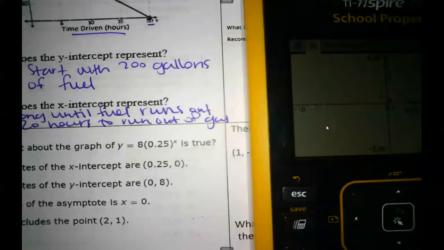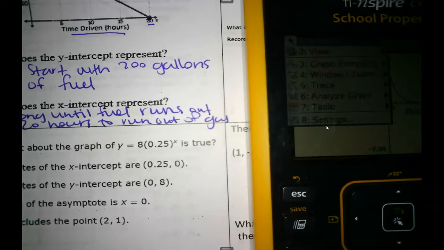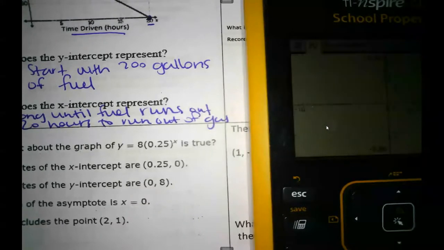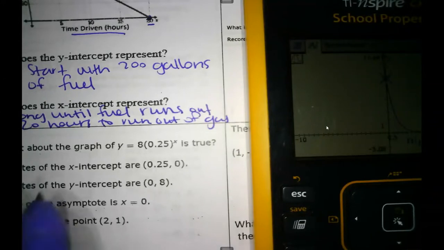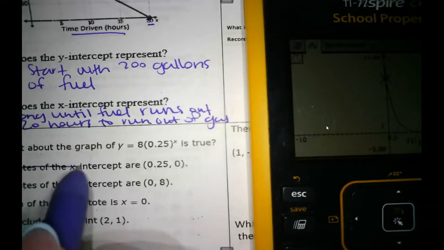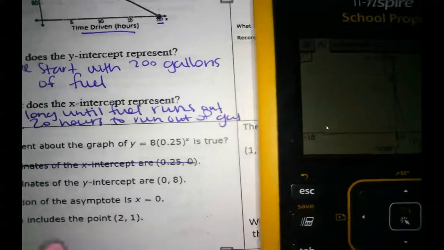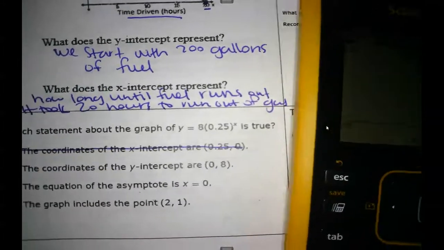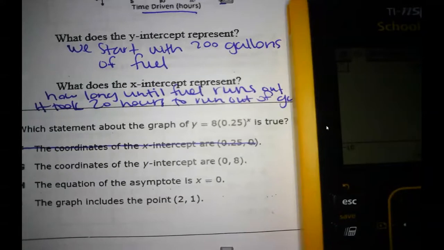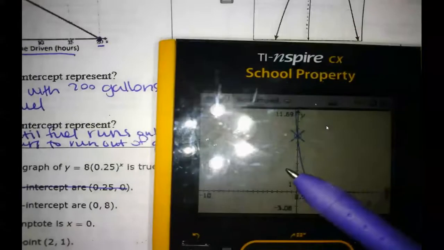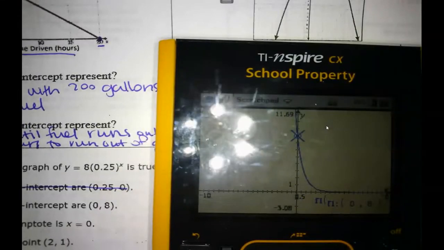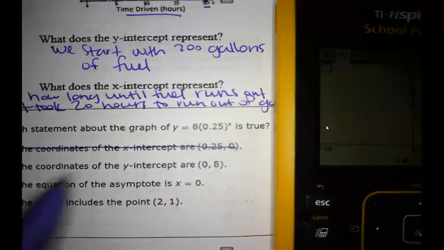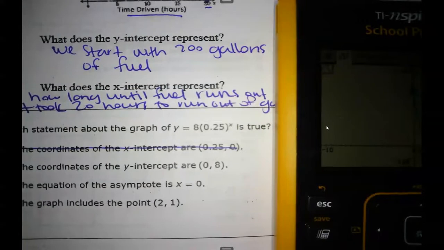It looks like, to me, yeah, there's an asymptote at x equals 0, so it never crosses that x-axis. If I trace it on my graph, it brings me up to the y-intercept at (0, 8). The coordinates of the y-intercept are (0, 8). That is true.